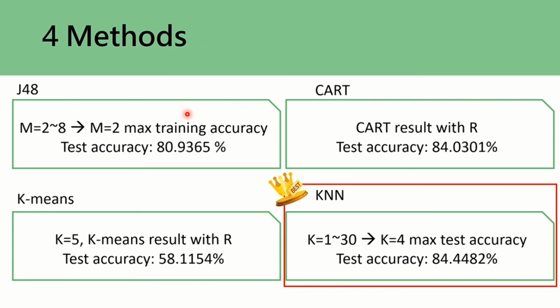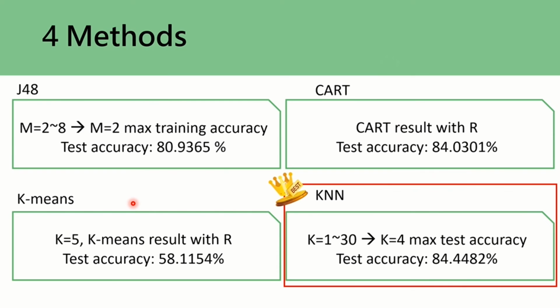J48 and CART are decision tree analysis. In J48, I chose M equal 2 because of highest training accuracy. The test accuracy is 80.9365%. In CART result with R, test accuracy is 84.0301%. K-means and KNN are similar.